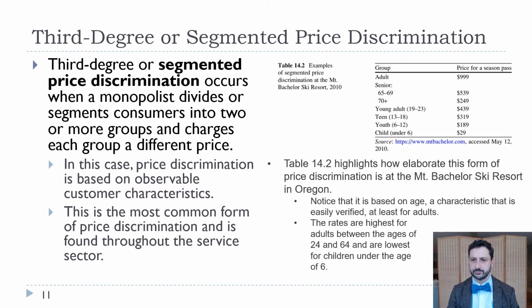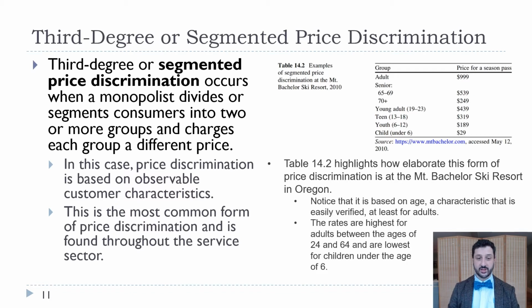And so these were actual prices that the Mount Bachelor Ski Resort had in 2010, where a full adult price for a season pass was $999. But then they had lots of different other prices as well. So seniors 65 to 69 were $539. 70 plus was $249. Young adult was $439. Teens were $319. Youth was $189, and under 6 was only $29.